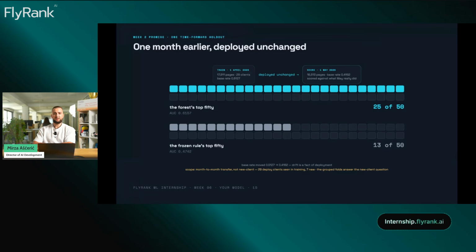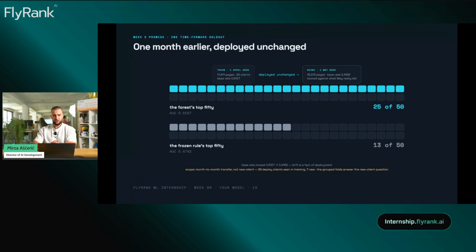And there were 70,611 pages from 29 clients. The base rate was about 51 out of 100. And then we checked the May information without changing anything. The forest found 25 real things that went down in its top 50. And the old rule found 13. The May base rate is about 42 out of 100. So the forest is better than guessing, and the old rule is worse. The base rate itself changed, 51 when training and 42 when used.